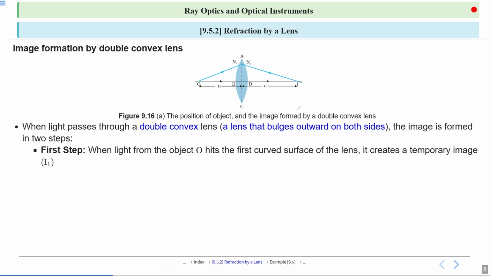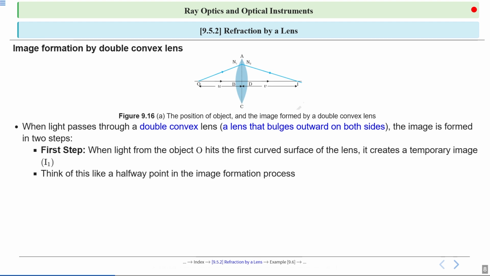Okay, it creates a temporary image I1. So we will imagine that the second surface is not there. Only ABC is there. And on the right side of ABC, there is a denser medium. So it will be considered as the case of a spherical surface. That surface will create an image that is called temporary image or intermediate step image. That is not visible to us. We cannot detect it, but we can assume that it will be formed. That will act as the object for the second surface.